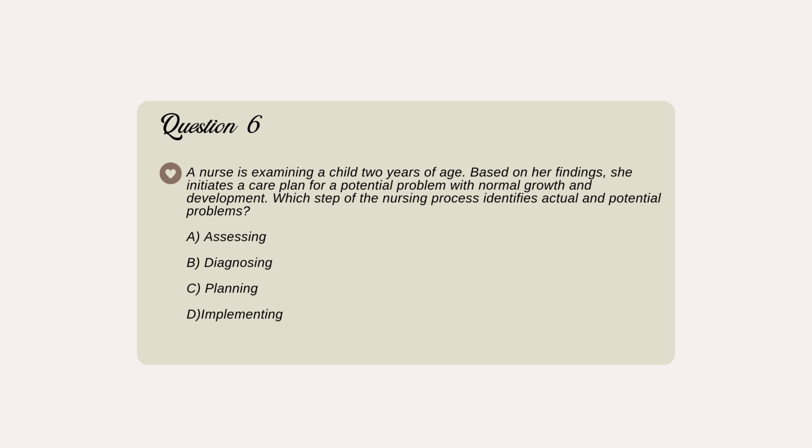A nurse is examining a child 2 years of age. Based on her findings, she initiates a care plan for a potential problem with normal growth and development. Which step of the nursing process identifies actual and potential problems? A. Assessing. B. Diagnosing. C. Planning. D. Implementing.